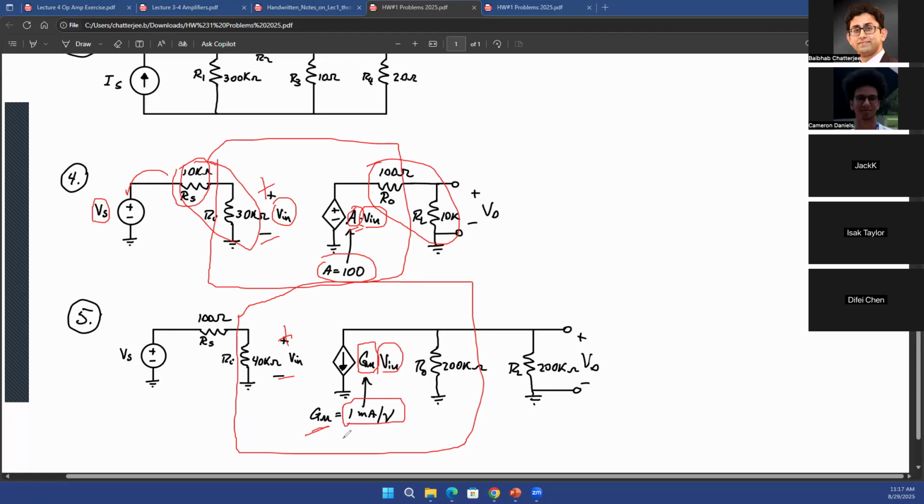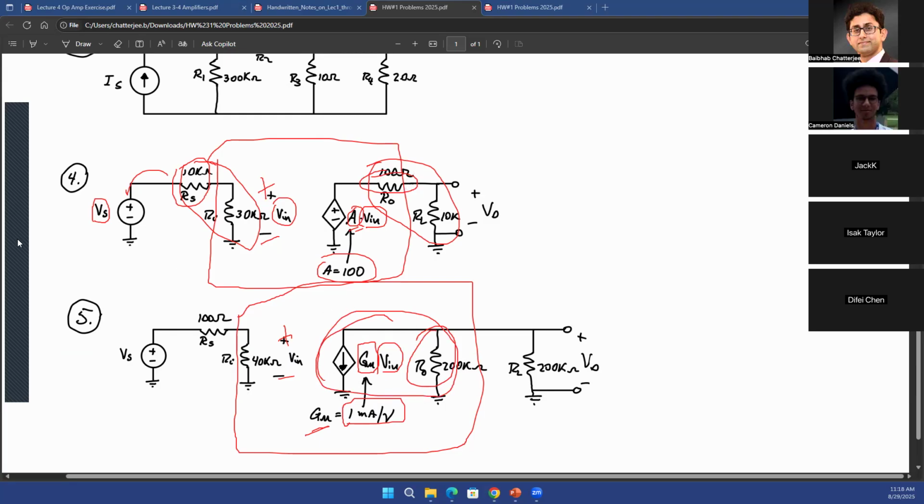Here, A was a unitless quantity because it was voltage gain, voltage over voltage. GM has a unit. It's current over voltage, and in this case, it's represented as milliampere per volt. Books might say you can represent it as Siemens, which is ampere over volt. You can represent it as ohm inverse, or sometimes you might see it as mho as well, because you write OHM the opposite way, it becomes MHO. So that's why there are different terminologies, but they all represent the same thing. It's transconductance.